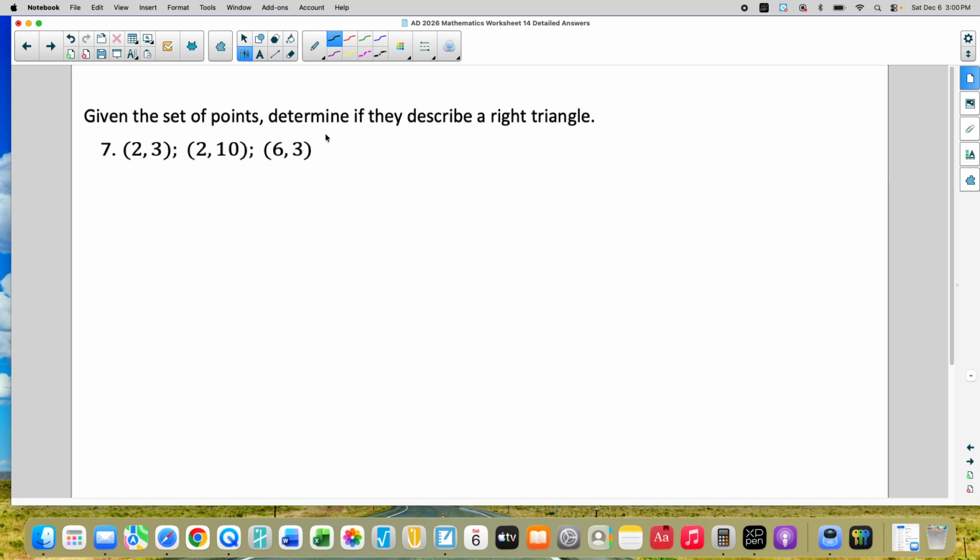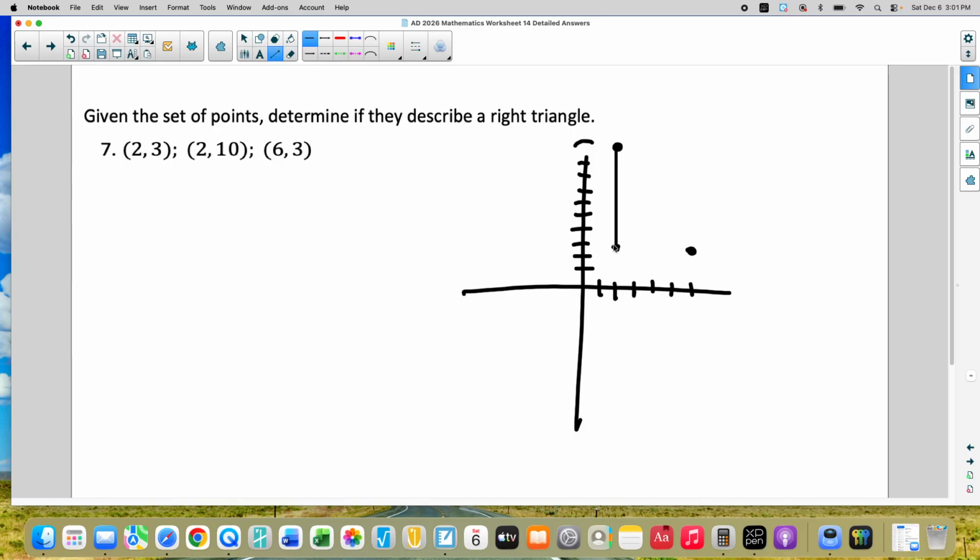Given the sets of points, determine if they describe a right triangle, because of their lengths. Got it. Assuming, so we have 2, 10, 6, 3, 3, 4. Well, it's not whether they describe a right triangle. The distance doesn't determine that, sillies.